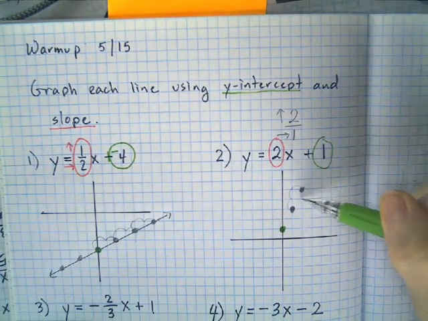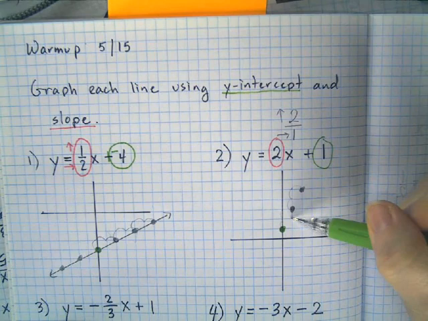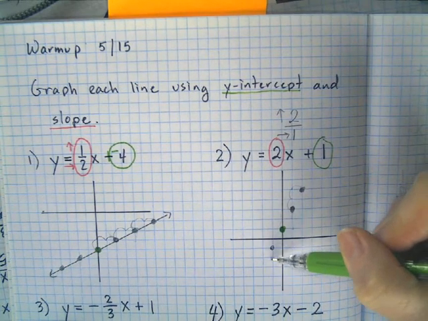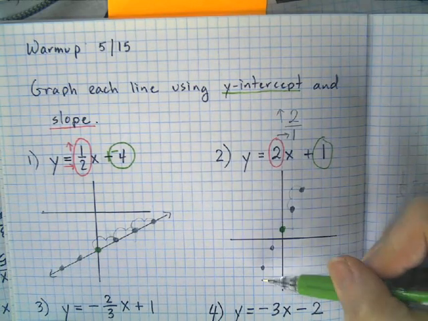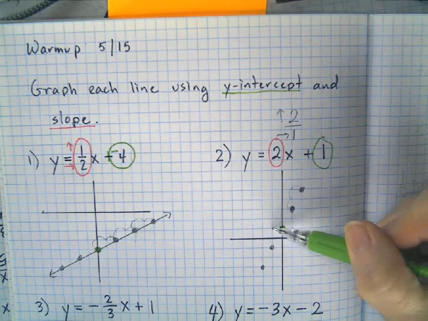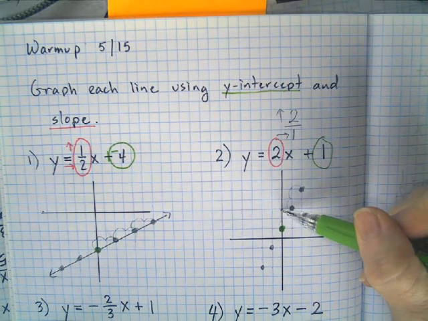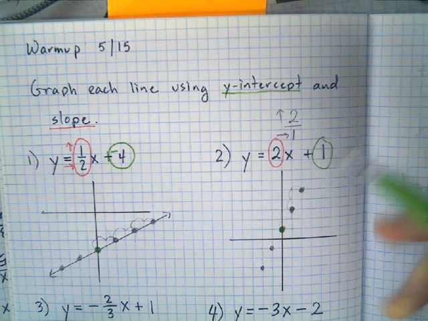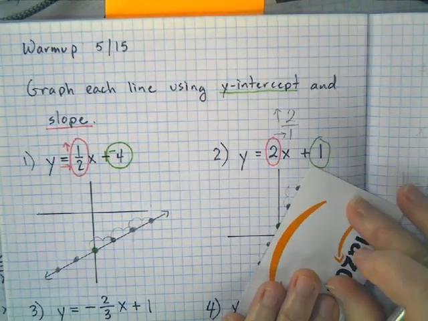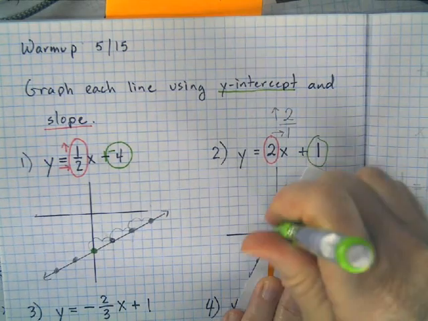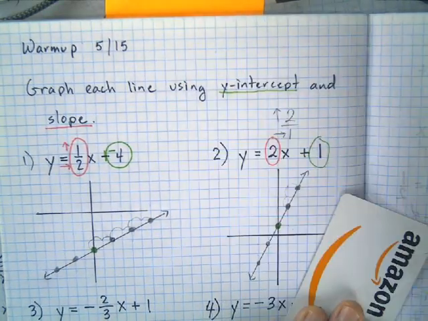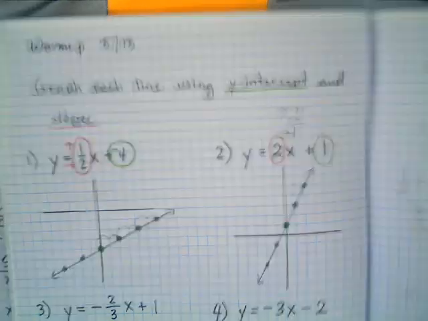Okay, I could also go the other way. I could go down and to the left, down to the left, down to the left. Notice the pattern. Up 2, to the right 1, up 2, to the right 1, up 2, to the right 1. The pattern is the same every single time between every point. Makes a perfectly straight line. Okay, next problem.